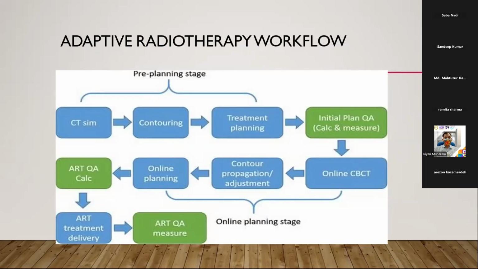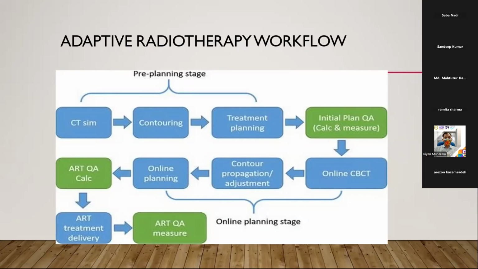This is the pictorial representation. There is a pre-planning stage like CT simulation, then the contouring and the treatment plan, as I told in the previous slide. Then the QA is performed. Once the patient-specific QA is passed, the treatment will be done. In case of ART, online CBCT will be done. If after getting the CBCT we find there is a change in the contour, or a requirement of editing the contour because there is shrinkage in the volume, the contour editing will be done.